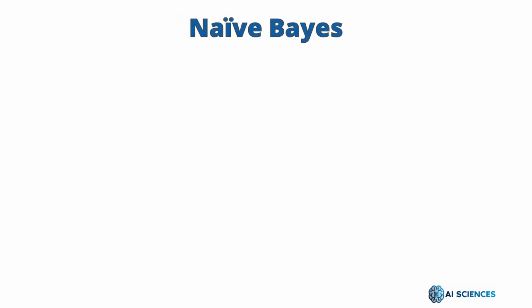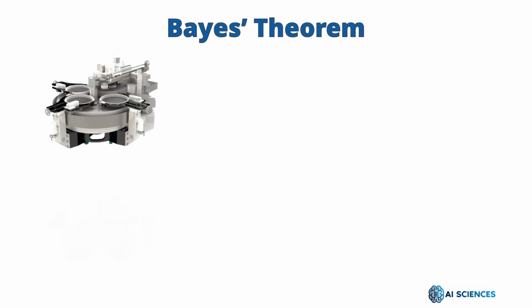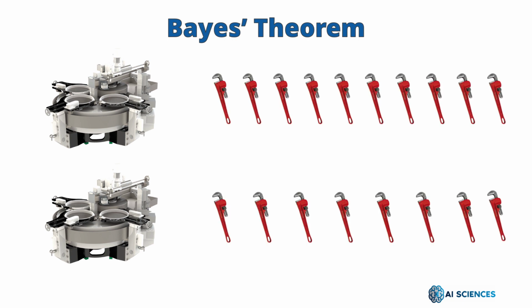Well, in order to understand naive Bayes classification, first we have to understand the Bayes theorem. Here we can see an example. Let's say in a factory, there are two machines, machine 1 and machine 2. Machine 1 produces some wrenches every day and machine 2 also produces some wrenches. In order to track which wrench comes from which machine, we tagged them like this, M1 and M2. So by seeing this tag, we can easily detect which wrench came from which machine.